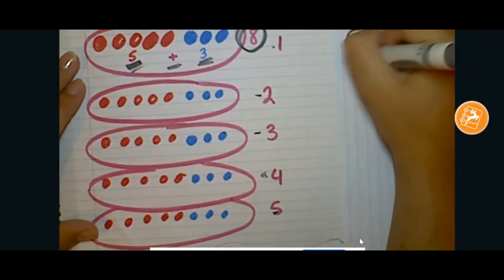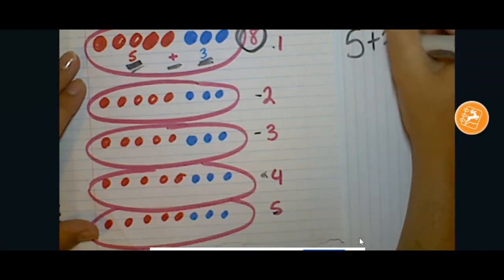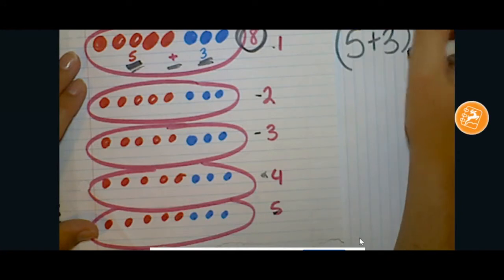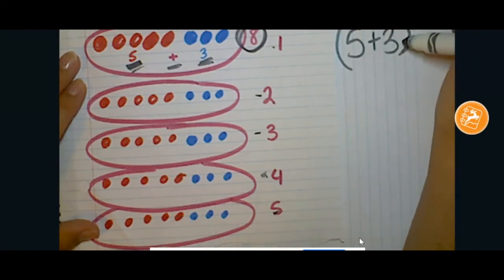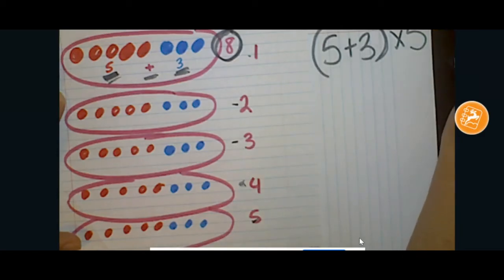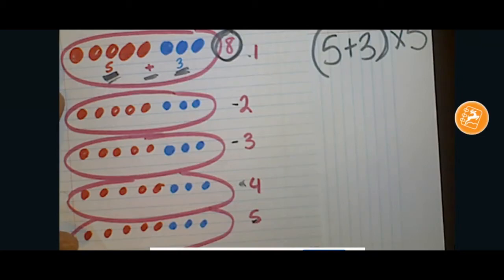So the first thing we had to do was make sure we put the parentheses around that 5 and 3 addition. Then we can multiply it by that group of 5. So that would be our answer to that problem.